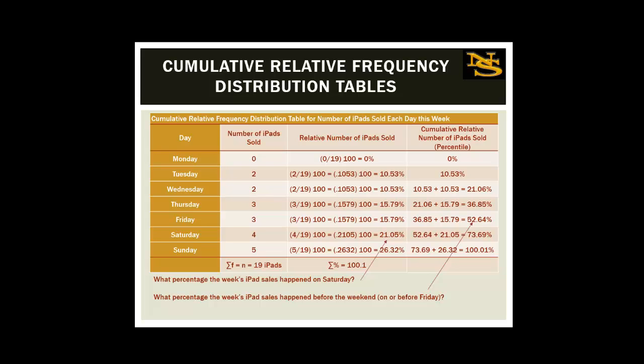But if I'm looking for a period of time at or before a specific day, so if I say what percentage of the week's iPad sales happened before the weekend, in other words, on or before Friday, there's that 52.64%. That represents the percentile. Now, the primary reason that I calculated these cumulative relative frequencies was because these are the numbers that you present in an ogive. So you're going to be looking at an ogive in the next slide, and that is based on the final values that you see in this last column.